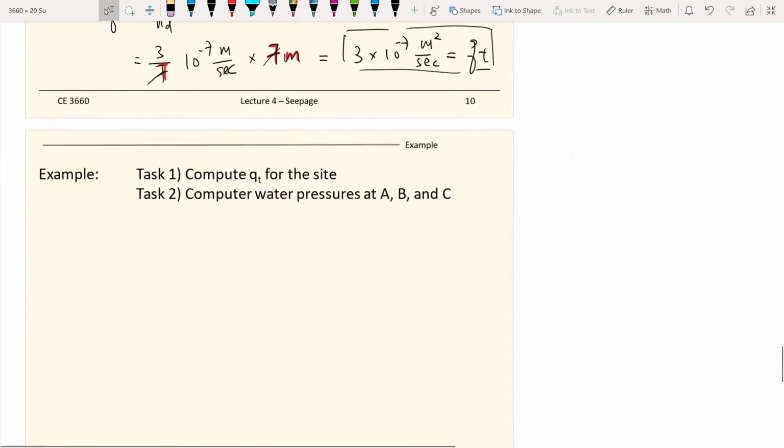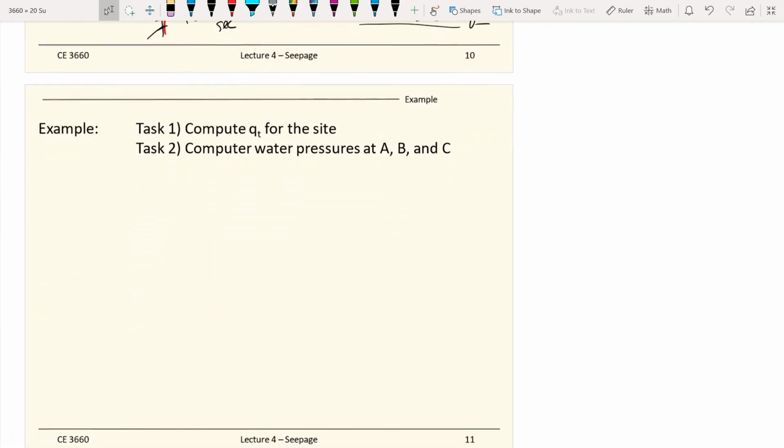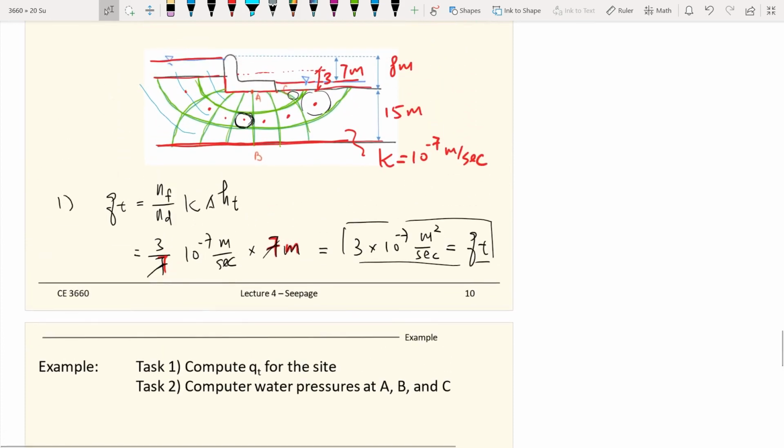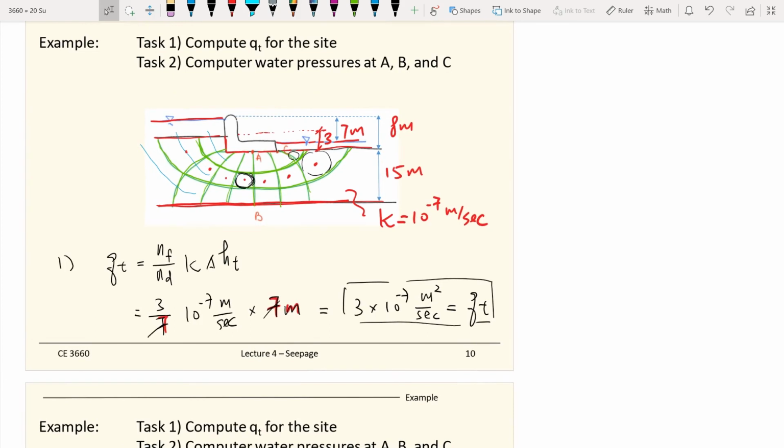Okay, task number 2 will be finding the water pressure at point A, point B, and point C. So what should we do first for a problem like that? First, we define our datum. For this problem, we define the datum at the bottom, and this will be like the problem that we have done in lecture number 3. First step, we need to follow the flow of the water. So we start from the very upstream, right here.